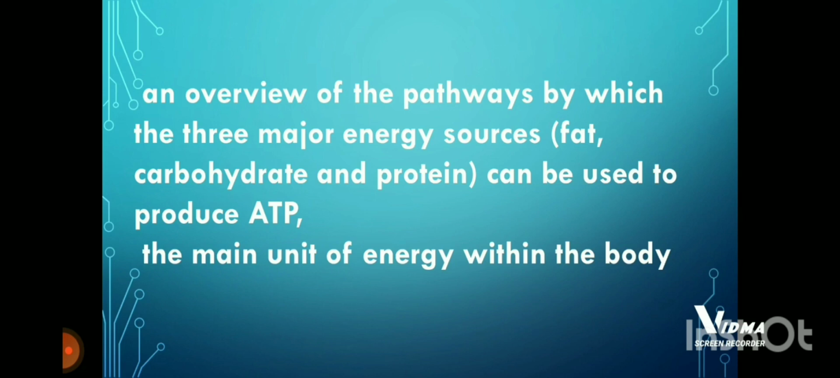It means an overview of the pathway by which three major energy sources like fat, carbohydrate and protein can be used to produce ATP. ATP is the main unit of energy within the body, and it is used to carry out the functions of cells of living organisms as well as sustain life.